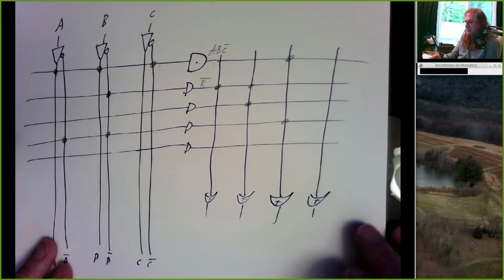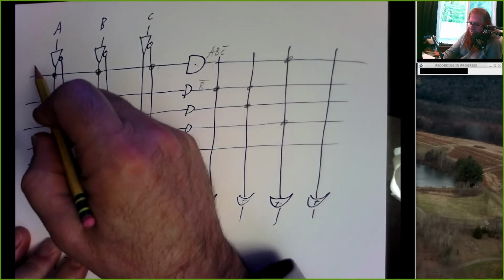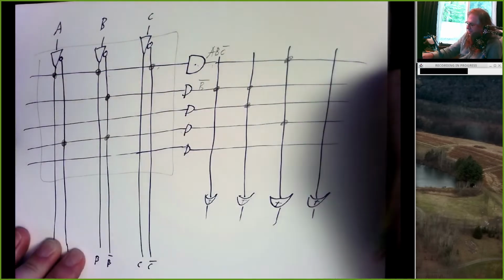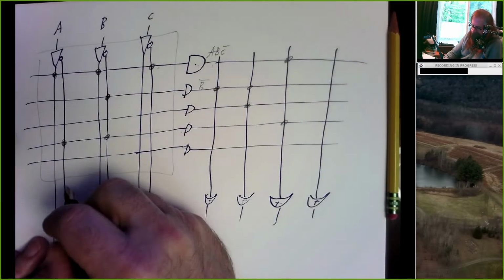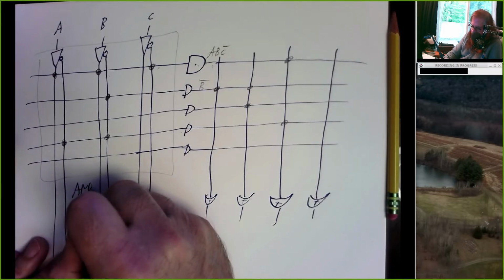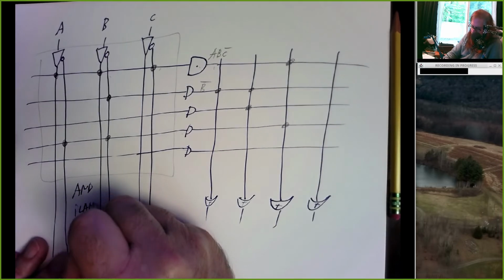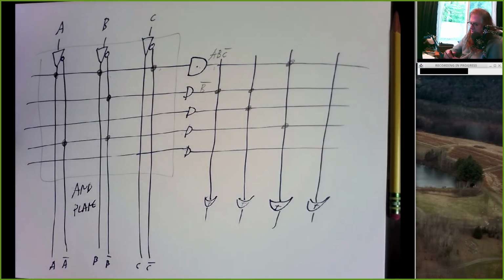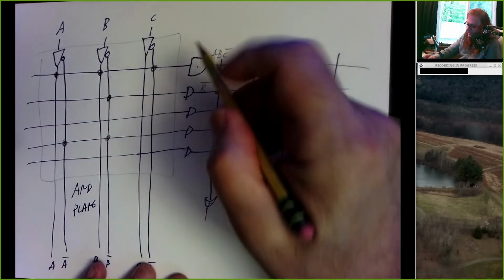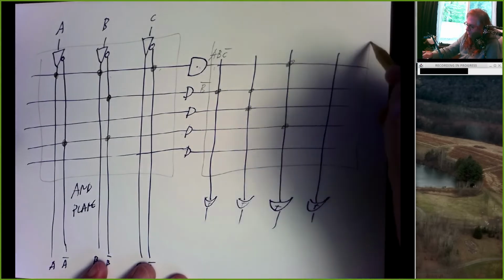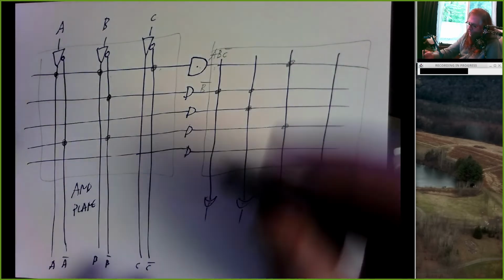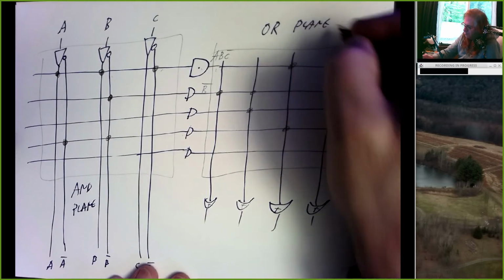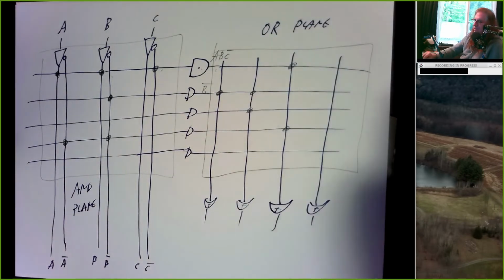And when we talk about programmable logic, there's two things involved. There's this region over here, which we call the AND plane, which is where we're connecting to the inputs of AND gates. And then there's this region of dots, which we call the OR plane, where we're connecting to the inputs of OR gates.